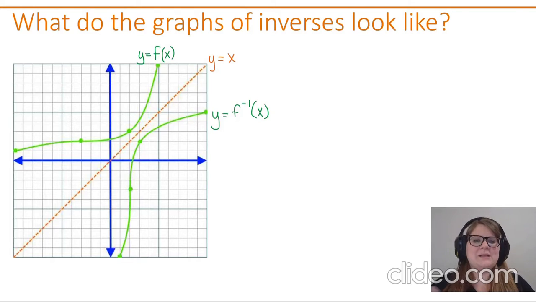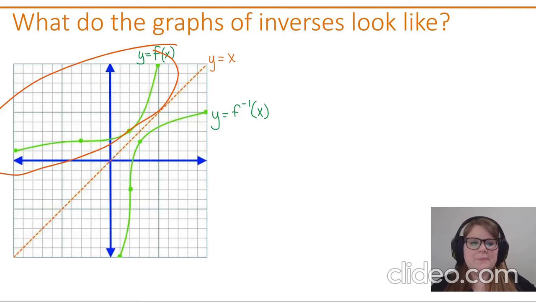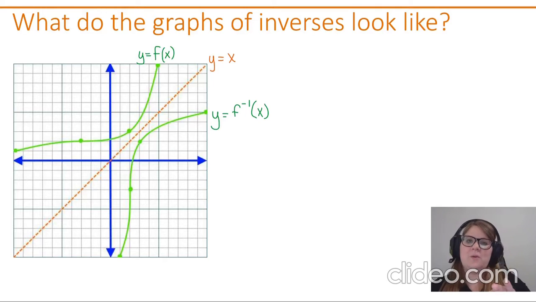So what do the graphs of inverses look like? Well, let's say y equals f of x is this top graph right up here. Then its inverse is the graph that you get when you flip y equals f of x over the line y equals x. That's because you're literally swapping the x and the y.